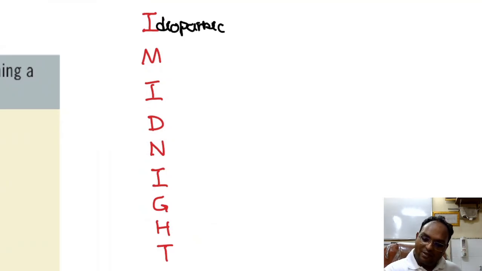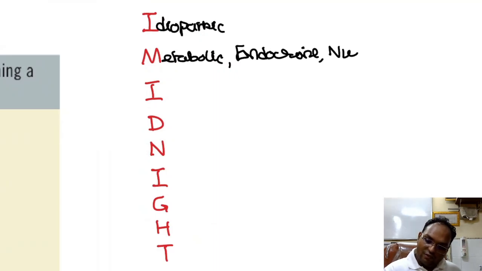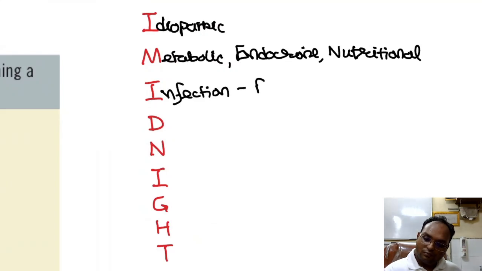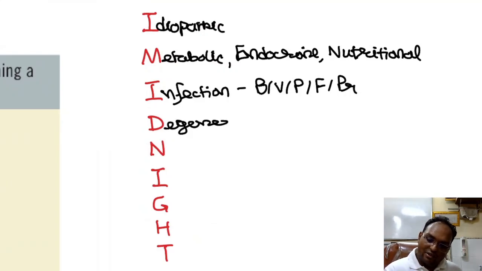Next, M is metabolic, endocrine, and nutritional. Endocrine refers to hormonal disorders, and nutritional is the excess or deficiency of the macro and micronutrients. Metabolic is different organ dysfunctions. Infection, which again can be bacterial, viral, protozoal, fungal or prion. D is degenerative, that means geriatric diseases, and then you have the childhood, that is congenital diseases.